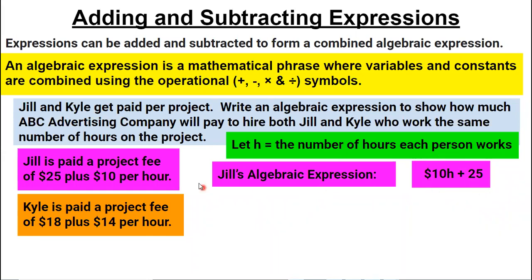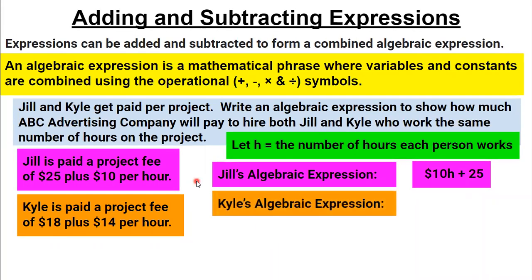Now, what about Kyle? Kyle's algebraic expression: he gets $14 times the number of hours he works, plus that base fee of $18, that project fee. Now, we want to combine these to see how much the company has to pay out. So we're going to add them together. We're going to add the 10H and the 14H.